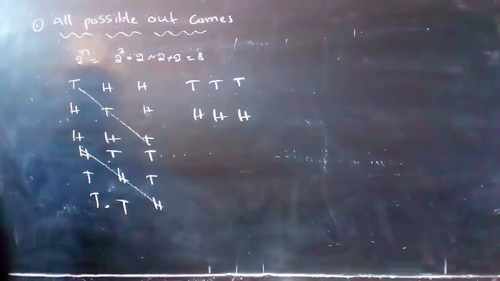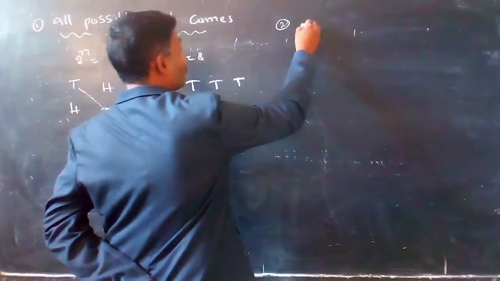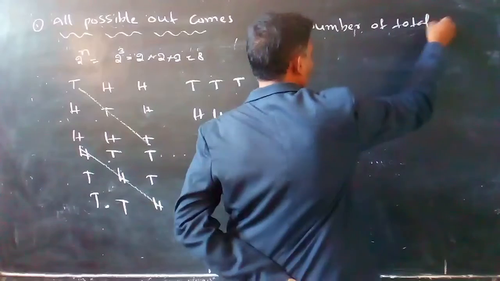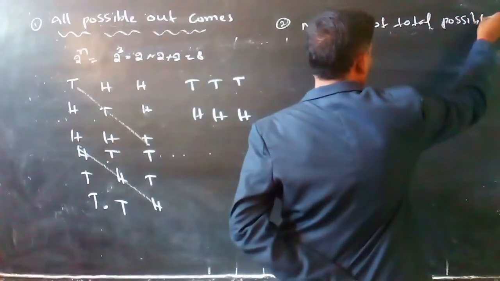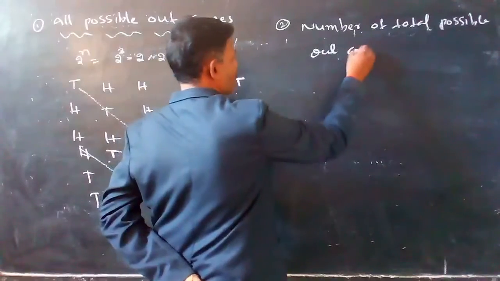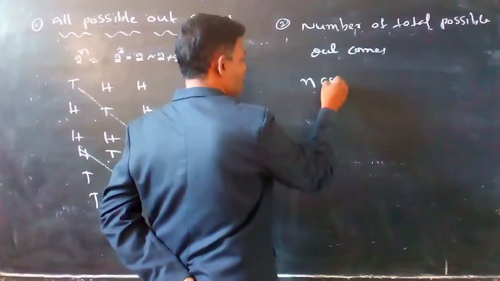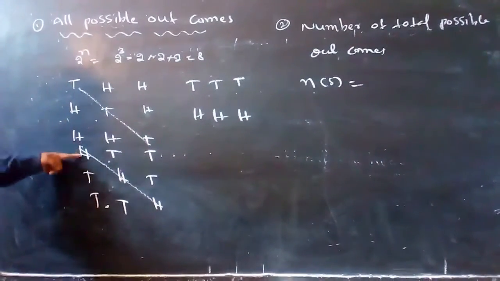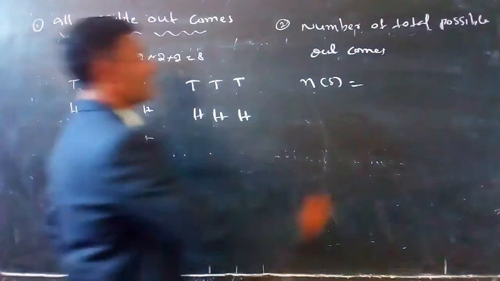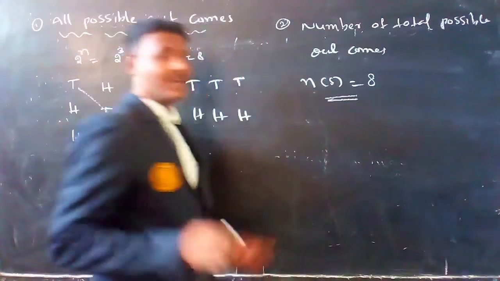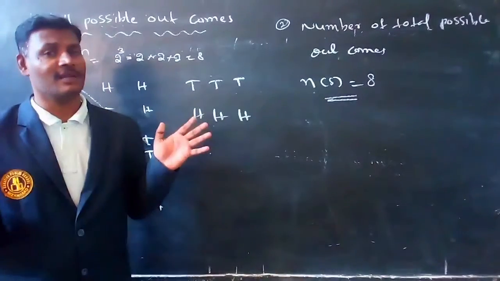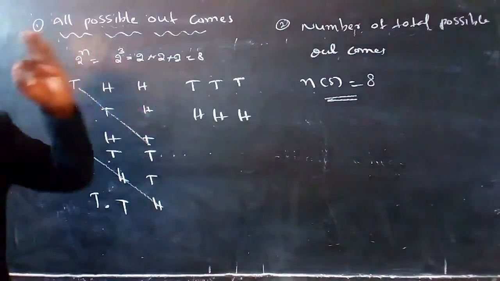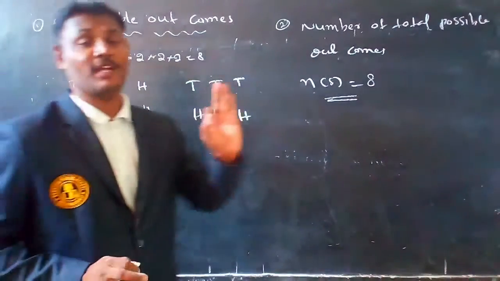What about the second question? Number of total possible outcomes. N of S. What is the meaning of it? What is the meaning of S? Sample space. How many are there in total? 1, 2, 3, 4, 5, 6, 7, 8. So there are total 8 possible outcomes. When three coins are tossed simultaneously, there are 8 possible outcomes. What are they? You must remember these to do the problems.